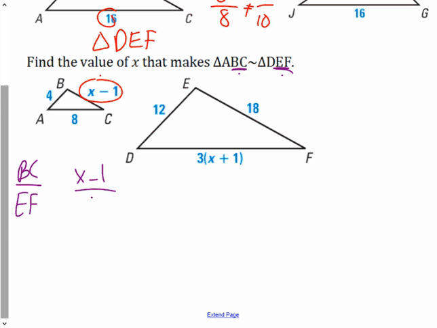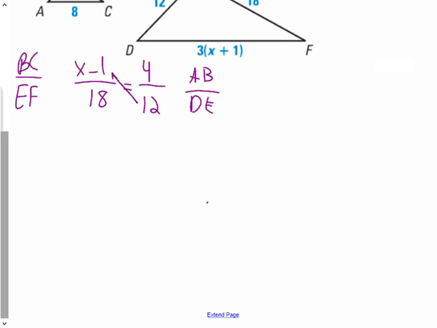And then EF of 18. So far, x minus 1 over 18 needs to equal... I'm going to pick the one that has numbers, which is AB and DE. Right? Those are the first two letters. So AB was 4, DE was 12. And now I'm ready to cross multiply and divide. So proportion solving: 12 times x minus 1 equals 4 times 18. And you can also simplify. Just so you know, if I were to simplify by dividing by 6, x minus 1 equals 6.